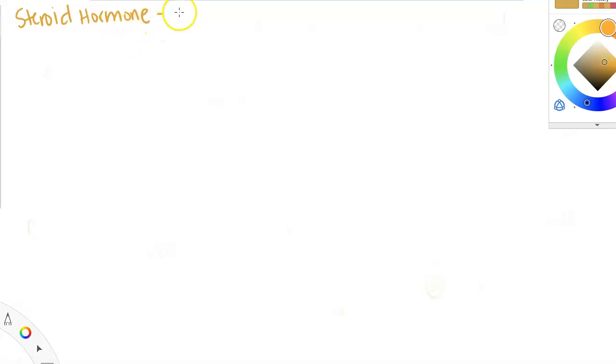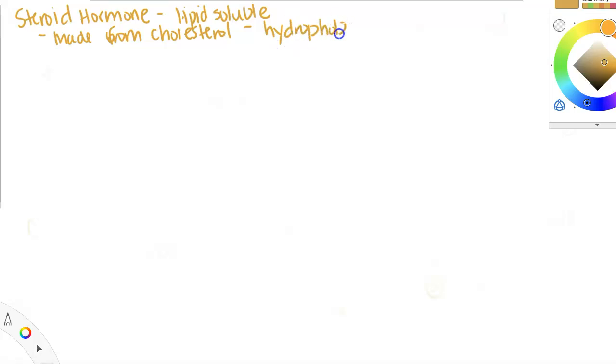And a steroid hormone is made of cholesterol. It's a fat, so it is lipid soluble. Again, it's made from cholesterol. It is hydrophobic. And of course that means it's afraid of water. It doesn't like water.